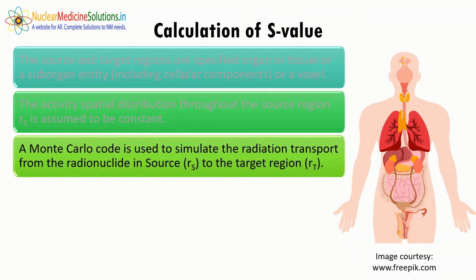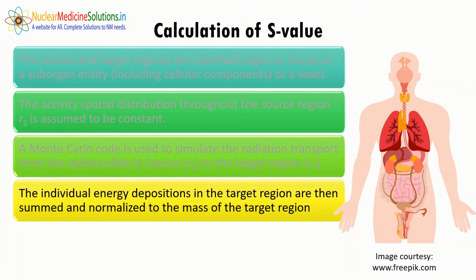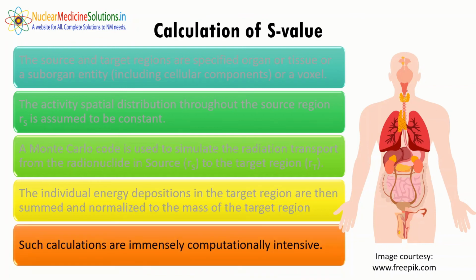A Monte Carlo code is used to simulate the radiation transport from the radionuclide in source RS to the target region RT. The individual energy deposition in the target regions are then summed and normalized to the mass of target region, and such calculations are immensely computationally intensive.